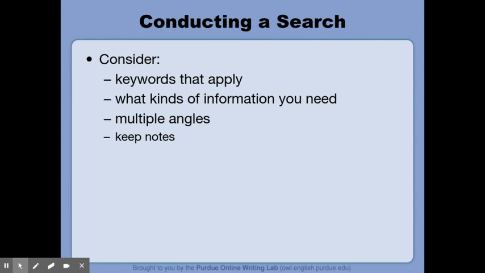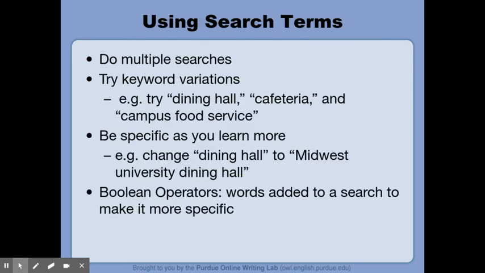Conducting a search. Whenever you conduct a search, you need to consider keywords that apply, what kinds of information you need, multiple angles, rather, search for a topic in various ways, and keep notes. As you're going through and looking for resources, you have to expect that the first one you click on is not going to be the best one, and you are looking for the best resource. So as you're doing a search within the web, you need to keep notes of the websites that you use and which ones are going to be the best for whatever you're searching or what question you're asking.